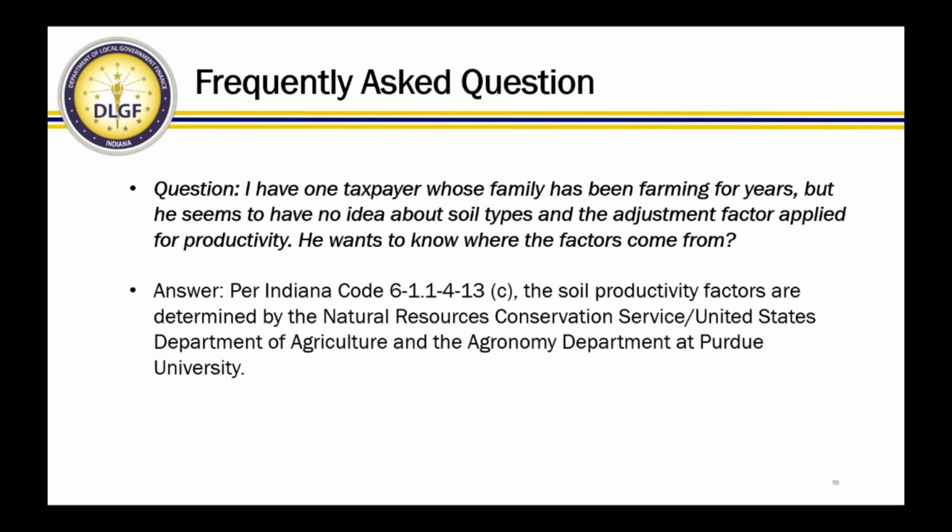So I had a question come up with this. I have one taxpayer whose family has been farming for years, but the person had no idea about the soil types and the adjustment factors applied for the productivity. He wants to know, where do these factors come from? And the answer is, it's per the Indiana Code citation. These soil productivity factors are determined by the USDA and also the agronomy department at Purdue.